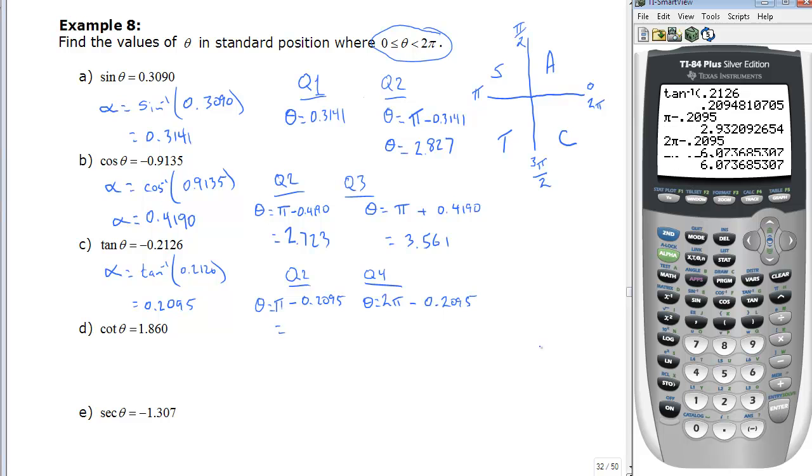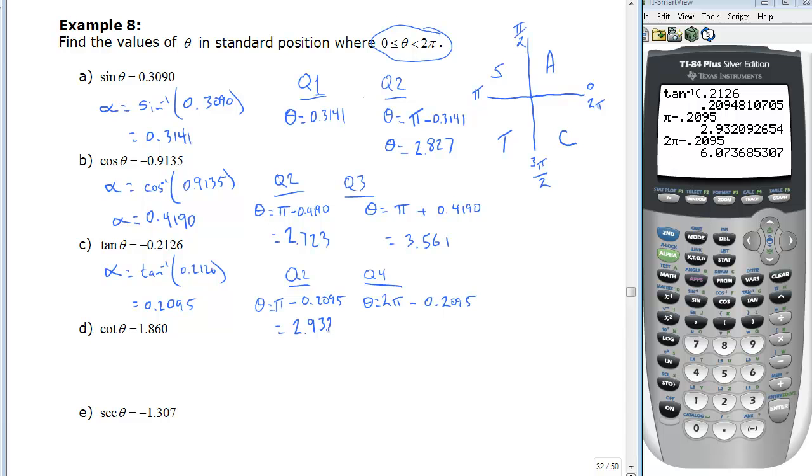And those are our two answers. So 2.932 to 4 significant digits and 6.074 to 4 significant digits.